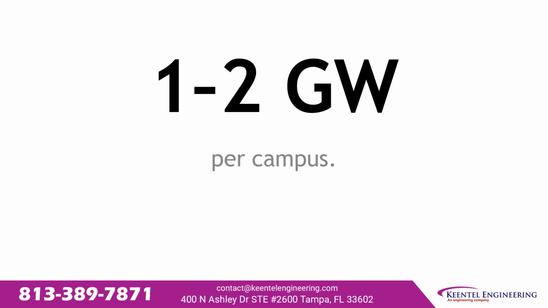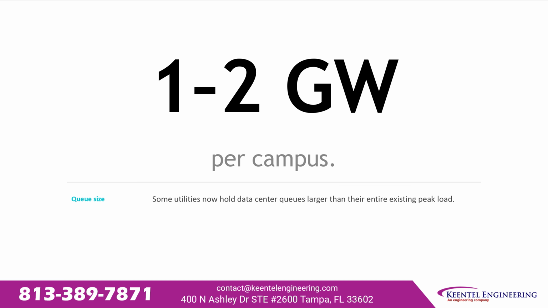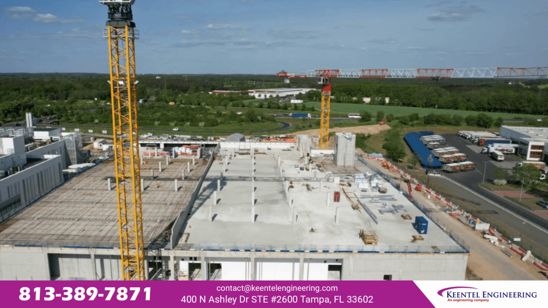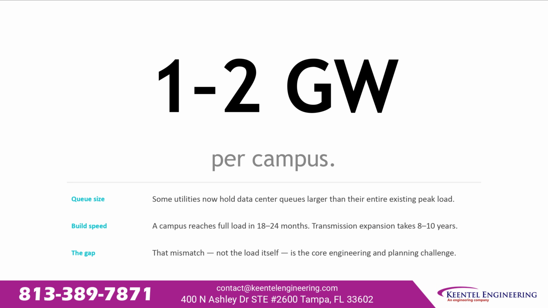Single campuses now reach 1 to 2 gigawatts. Some utilities are holding data center interconnection queues larger than their entire existing peak load. On build speed, a campus reaches full load in 18 to 24 months. Transmission expansion takes 8 to 10 years. That mismatch, not the load itself, is the core engineering and planning challenge. The grid isn't broken, it's just being asked to absorb load on a timeline it was never designed for.